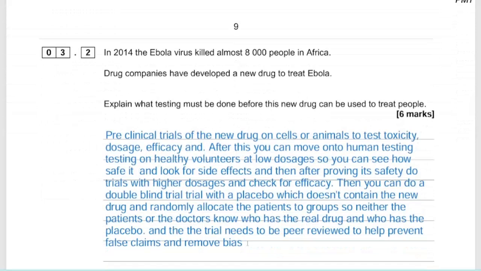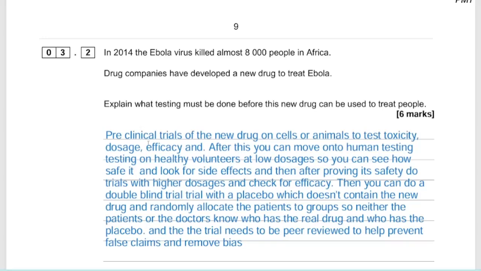We can guess preclinical trials of the new drugs on cells or animals to test toxicity, dosage, and efficacy. And after this, you can move on to human testing on healthy volunteers at low dosages, so you can see how safe it is and look for side effects. And then after proving its safety, do trials with higher dosage and check for efficacy. Then you can do a double-blind trial with placebo, which doesn't contain the new drug, and randomly allocate patients to groups, so neither the patients nor the doctors know who is taking the real drug and who has the placebo. And then the trials will need to be peer-reviewed to help prevent false claims and remove bias.